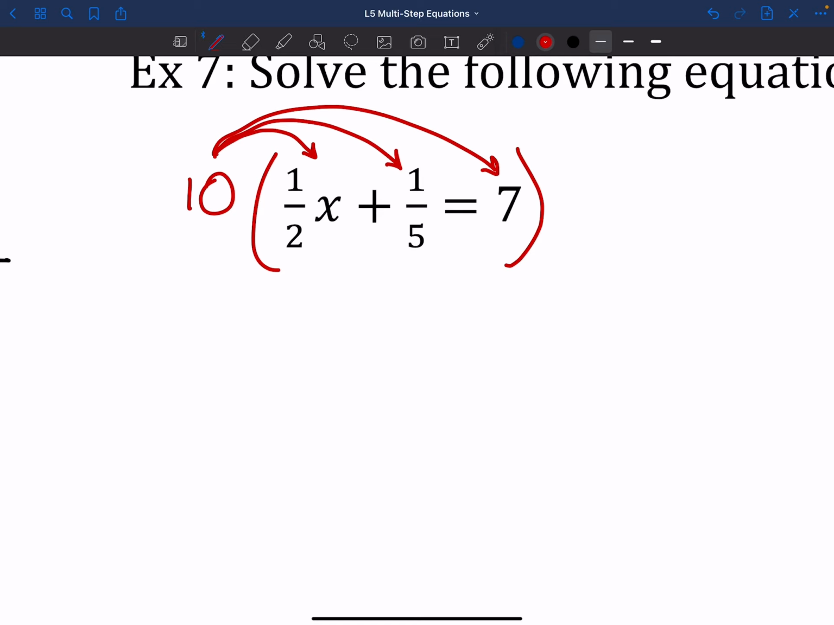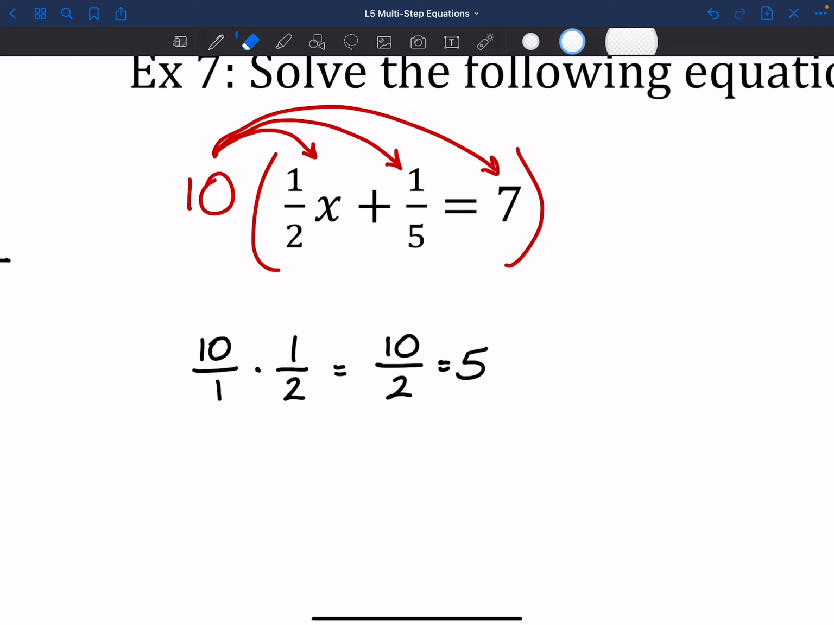There's a couple different ways you can multiply when there's fractions involved. One way that I've seen people do it is 10 over 1 times 1 over 2. You can multiply straight across. 10 times 1 on the top is 10. 1 times 2 on the bottom is 2. And 10 divided by 2 is 5. That works perfectly fine. There's nothing wrong with doing it that way. So if you feel real comfortable with that, go for it.